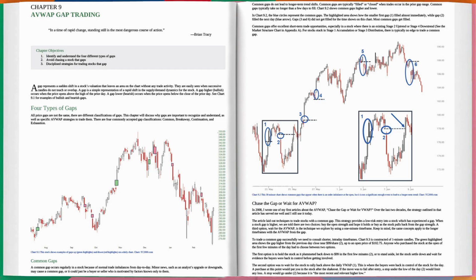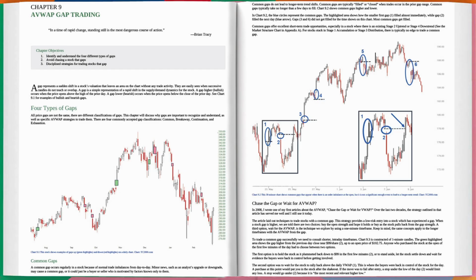Chart 9.3 is constructed of 1-minute candles. The green highlighted area shows the gap higher from the previous day close near $99 per share, up to an open price of $102.75. Anyone who purchased the stock at the open of the first few minutes of the day had to choose between 2 options. First option is to hold the stock as it plummeted back down to $99 in the first few minutes, or to stand aside, let the stock settle down and wait for evidence the buyers were back in control before getting involved.